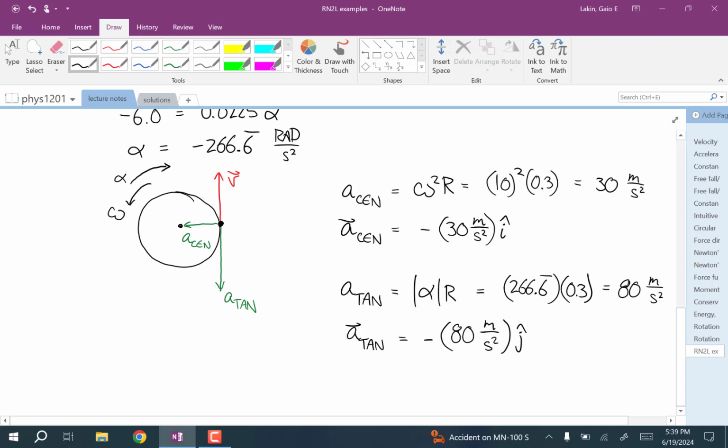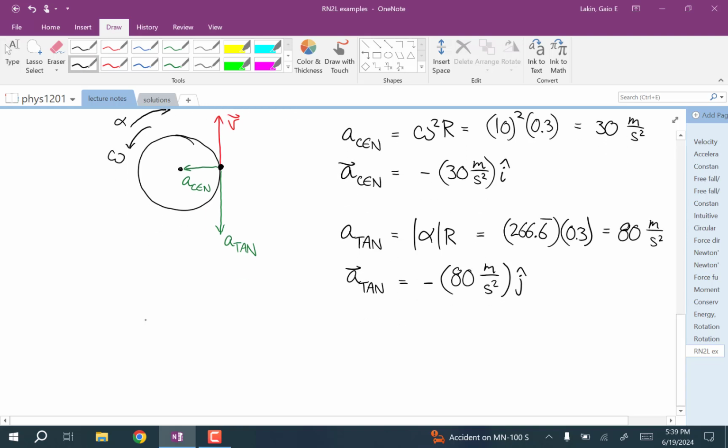Now the total acceleration is the sum of those two parts. So the total acceleration of that point A is negative 30 meters per second squared times i minus 80 meters per second squared times j.